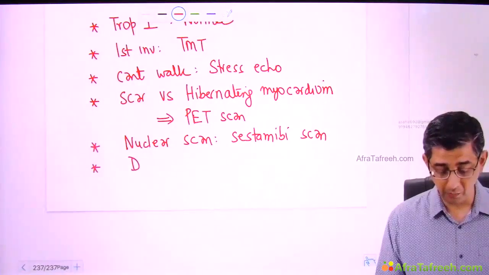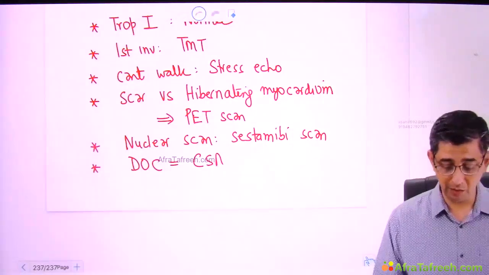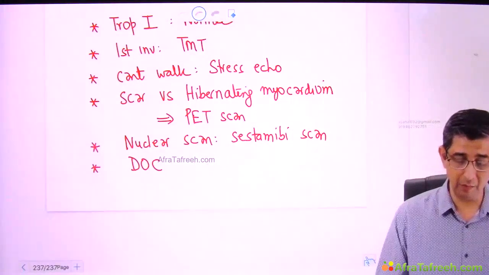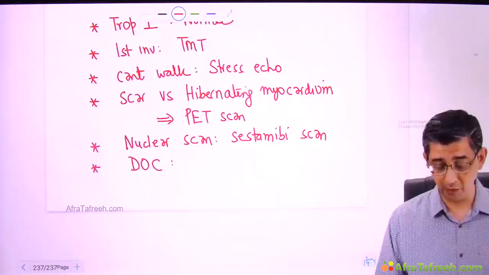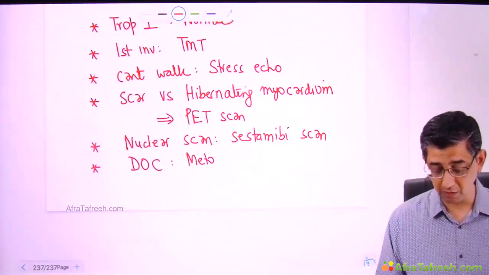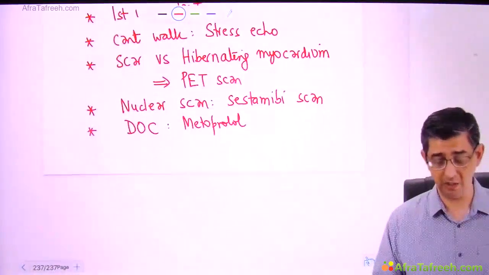Now, which is the major mortality reducing drug for this condition? Though there are multiple mortality reducing drugs for chronic stable angina, ranging from aspirin to statins to beta blockers, if you have to select one, then your answer should be beta blocker, and the one that we will prefer here is metoprolol, or we can use carvedilol for the person as well.